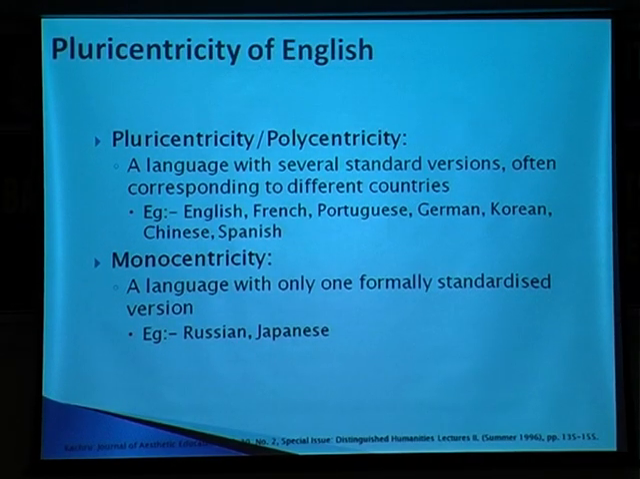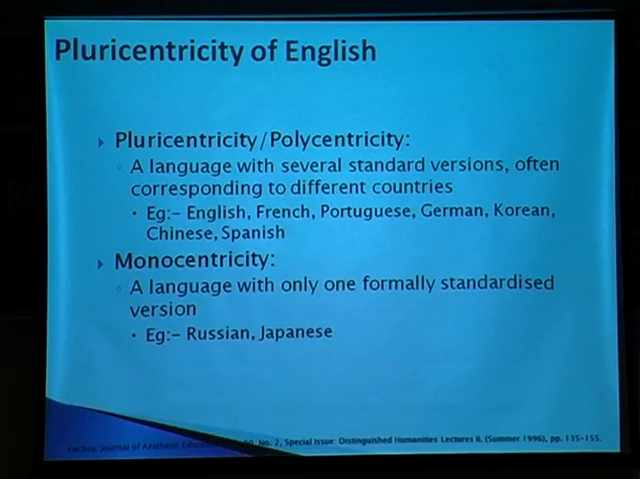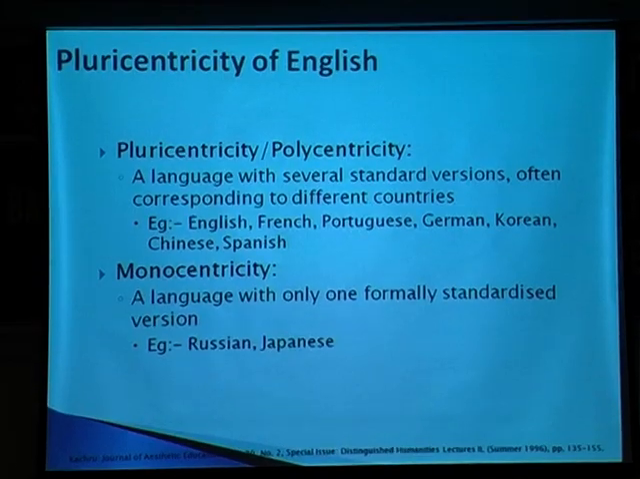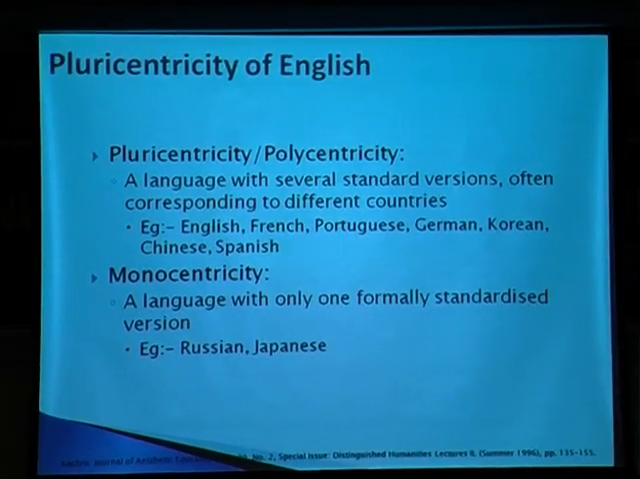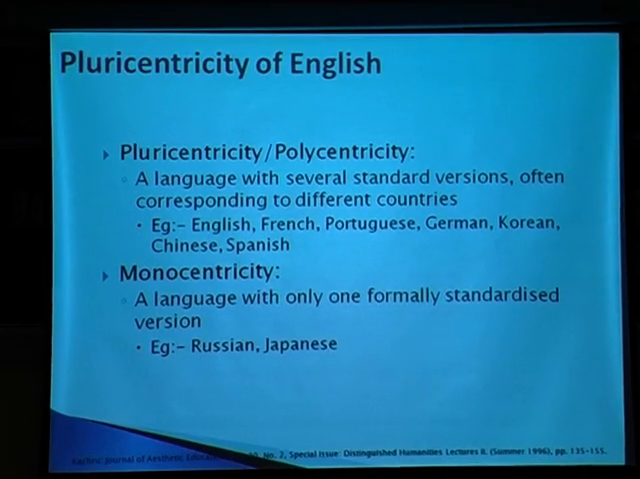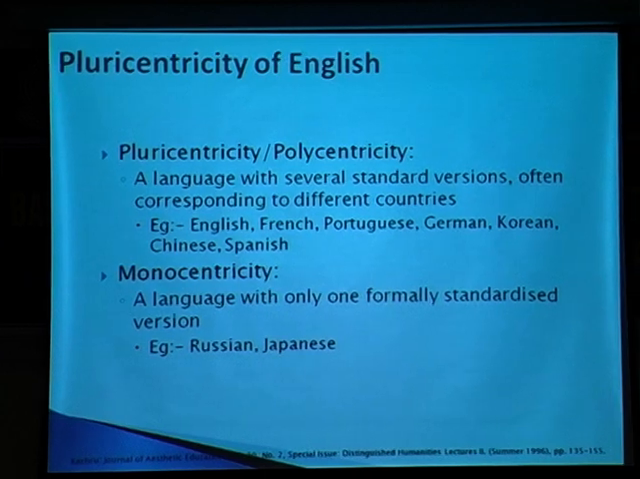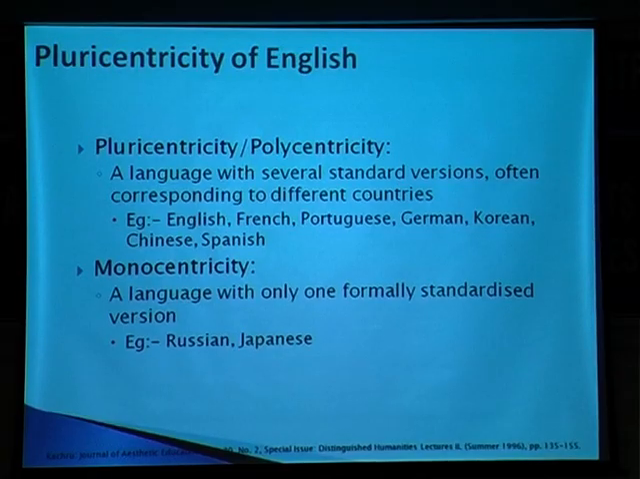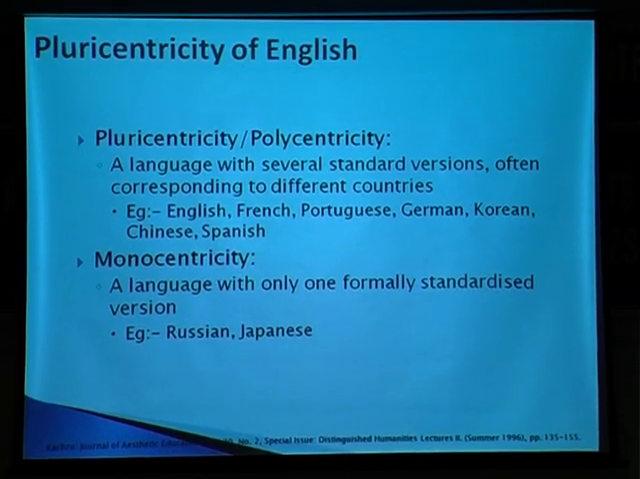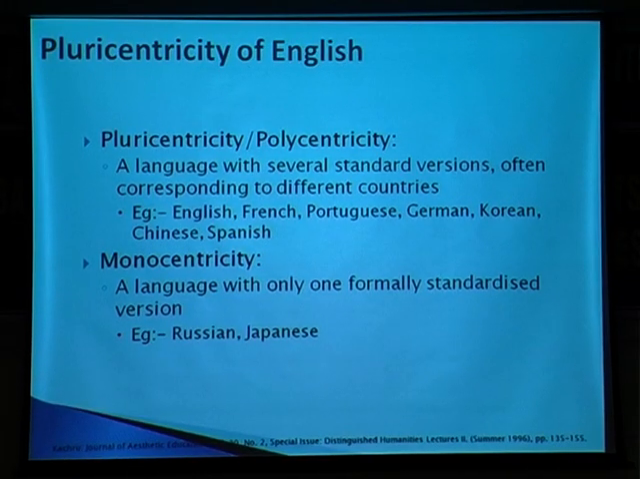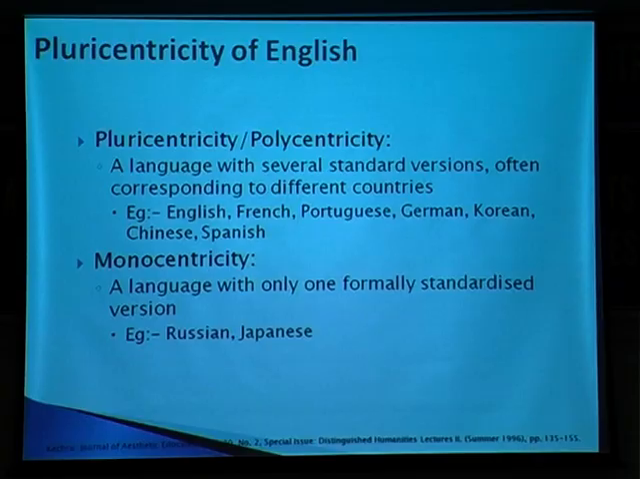So when you speak about the different varieties of English, this means that English is a pluricentric language. So again, we have already come across this term, pluricentrism. What does it really mean? A pluricentric language is a language with several standard versions, often corresponding to different countries. For example, we have different varieties of English, then French, Portuguese, German, Korean, Chinese, Spanish, etc. Whereas on the other hand, a monocentric language has only one formally standardized version, as in the case of Russian and Japanese.